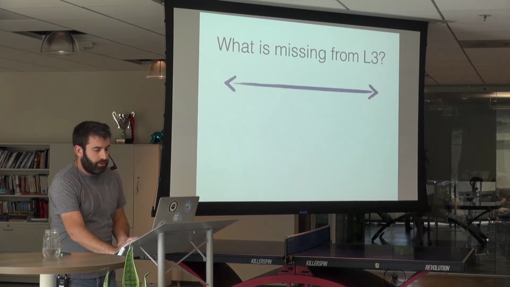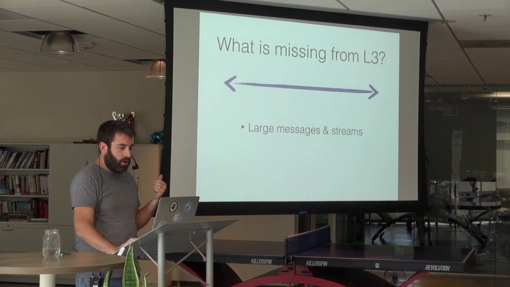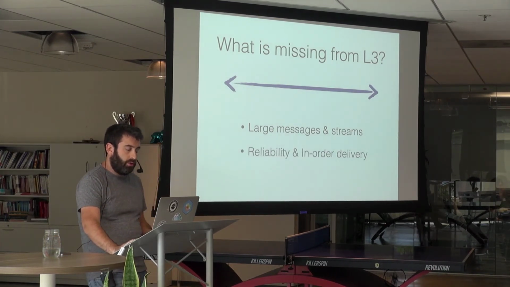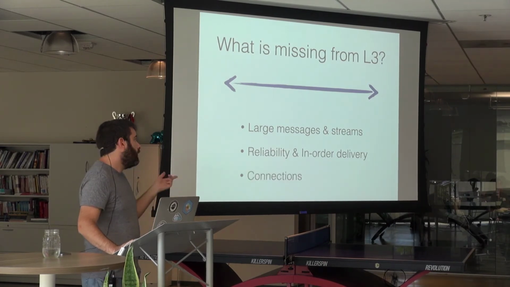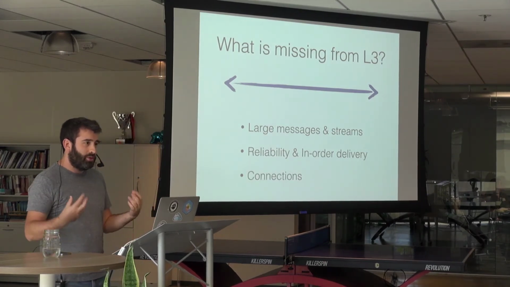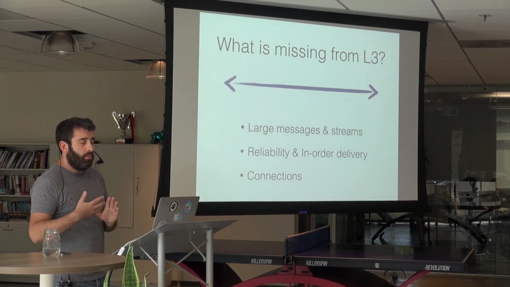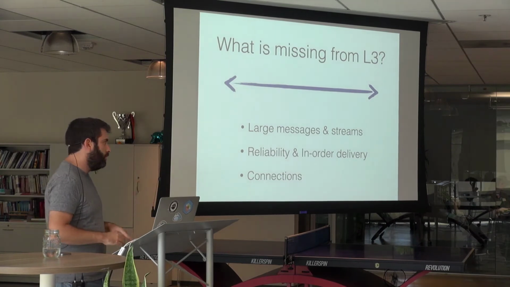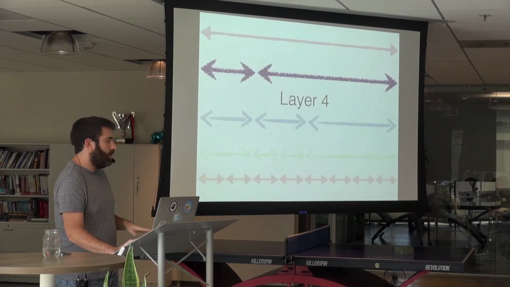So what's missing from layer 3? Still haven't addressed large messages. The fragmentation story is kind of broken. And reliability and in-order delivery of messages hasn't been addressed yet with layer 3. So those are all motivations. Oh yeah, and connections. The whole concept of persistent long-lived connections, in which there might be many for a particular application, or many connections on one computer connecting to another one, haven't addressed that either. So these are all things for going to layer 4.